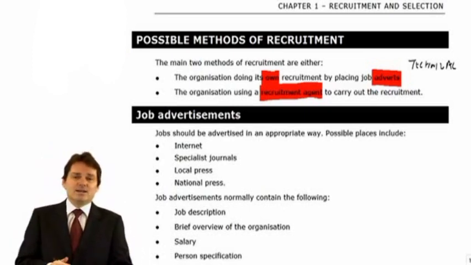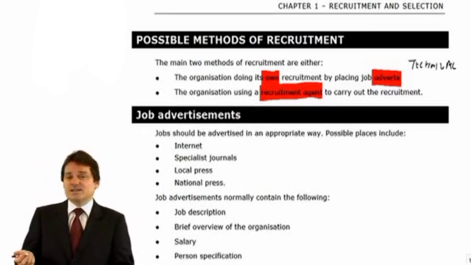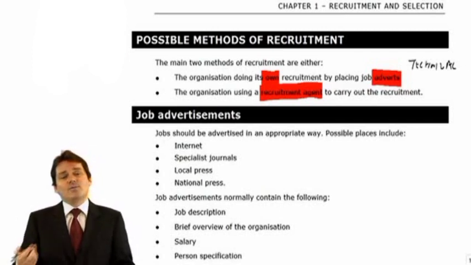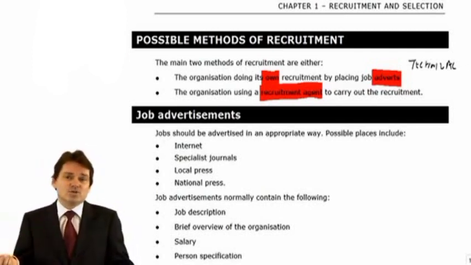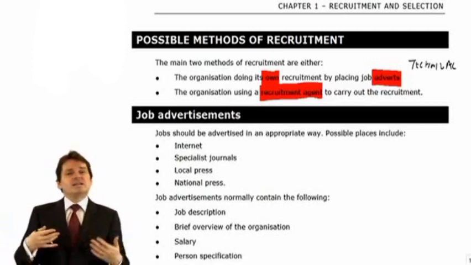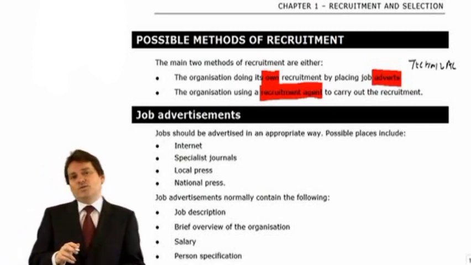We'll talk about them again a little bit later, but it might just be something as simple as your organisation's got other things to do. Let's leave the recruitment to some specialists. So in the exam, that will probably be a practical thing.